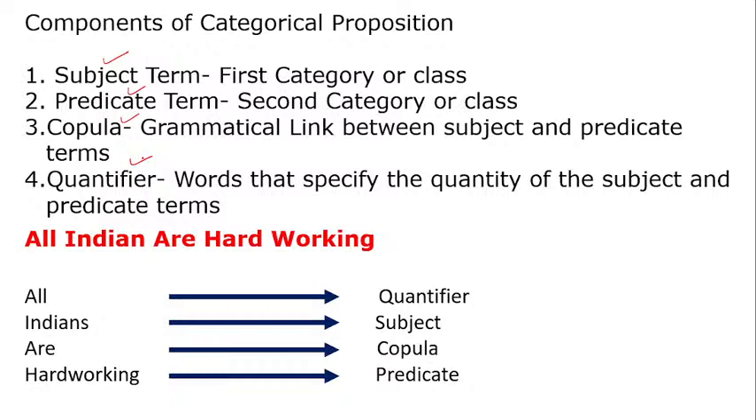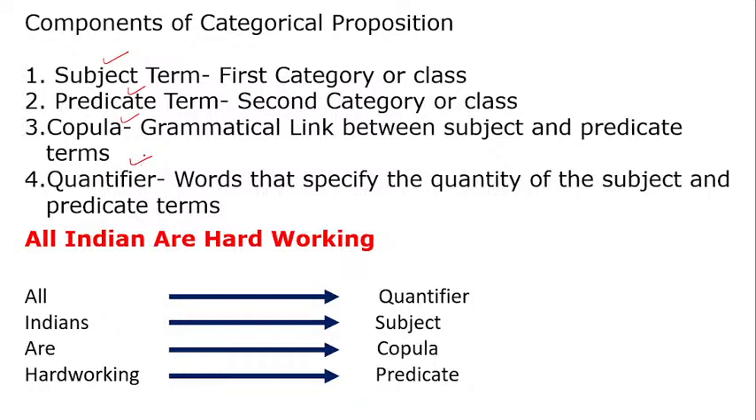Now my dear students, I really don't want you to get scared of all these heavy terms. There is nothing rocket science. Again and again I'm telling you, students, there is nothing difficult with a categorical proposition. It has four components: a subject term, a predicate term, a copula, and a quantifier. I will tell you about each one of these in detail.